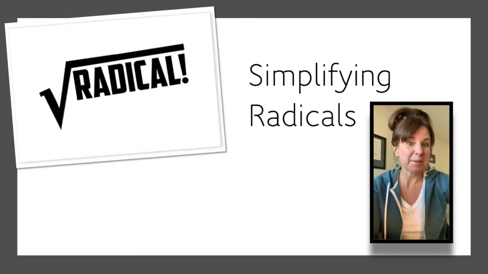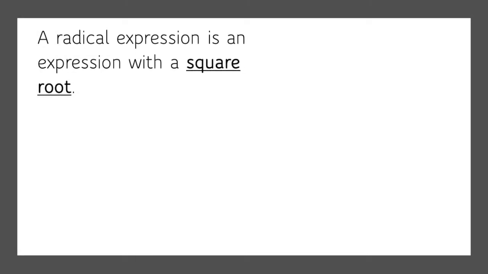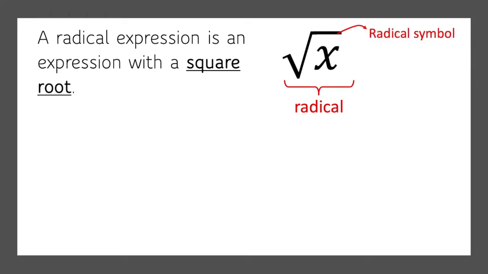Hello and welcome back. Today we're going to talk about simplifying radicals. What's a radical? Well, I'm glad you asked. A radical is an expression with a square root. Looks like this. So this whole thing is called a radical. The little thing on the top is called the radical symbol, and whatever's underneath it is called the radicand.